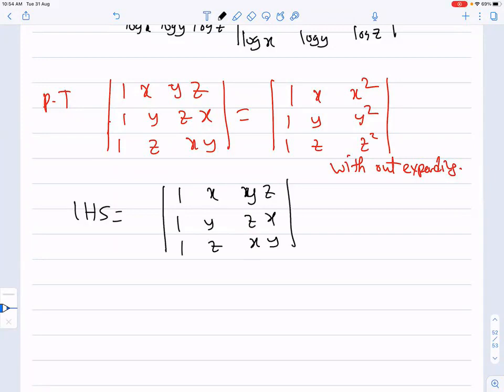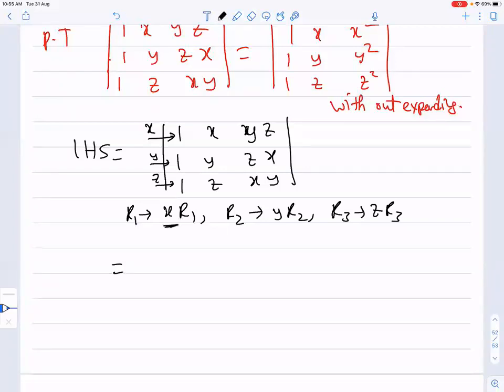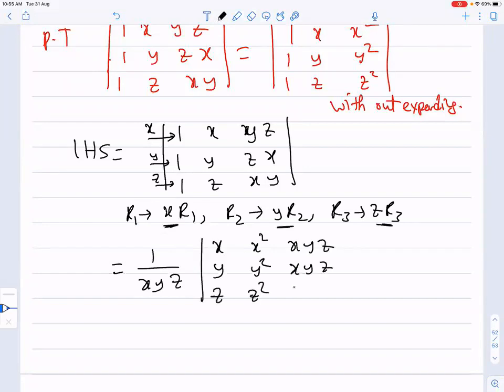What I'm going to do is multiply this with x, multiply this with y, multiply this with z. So basically R1 goes to xR1, R2 goes to yR2, R3 goes to zR3. It is just a multiplication. We are not doing any addition or subtraction of all three. Multiplication we can do. But since I'm multiplying with three numbers, I have to divide with those numbers. Otherwise, the determinant is not going to be the same. What will I get? x, x square, xyz; y, y square, xyz; z, z square, xyz.